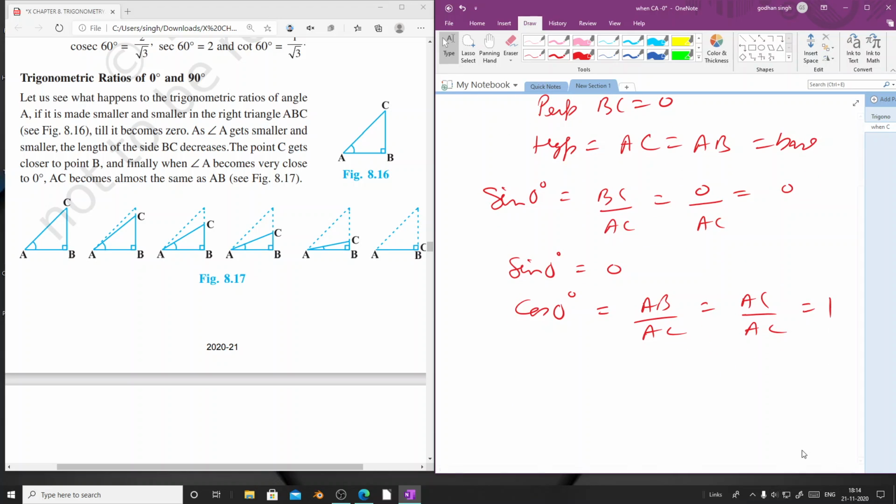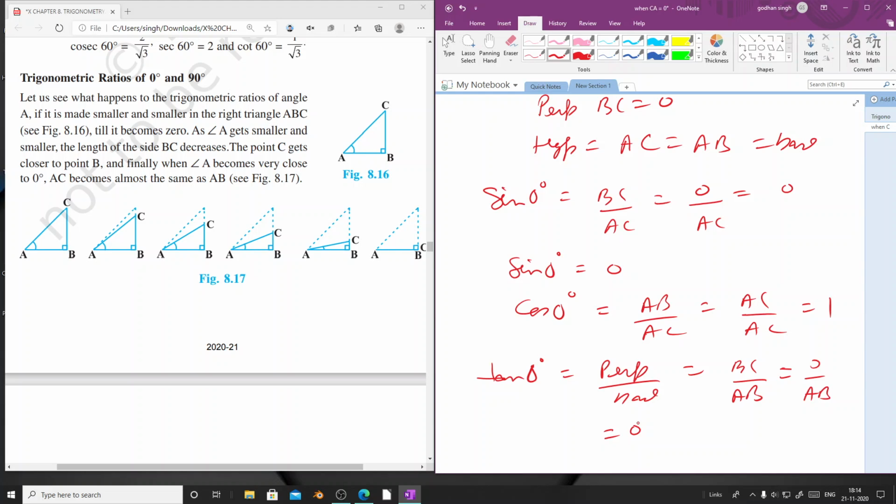And what is tan? Tan, you all know, is defined as perpendicular by base. What is perpendicular in our case? That is BC over base. Base is AB. But what is the value of BC when angle A is 0 degree? In that case it is 0. So 0 by AB, we are getting 0. And easily, as discussed earlier, you can get the value of cosec 0, sec 0, cot 0. So that you will be doing on your own.